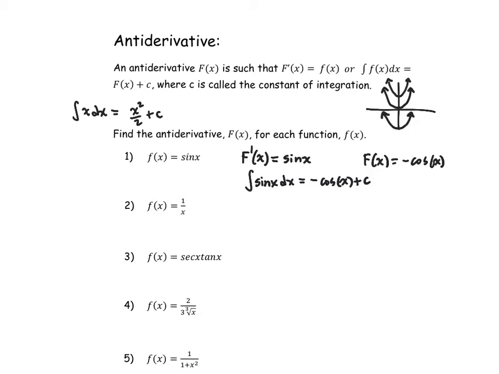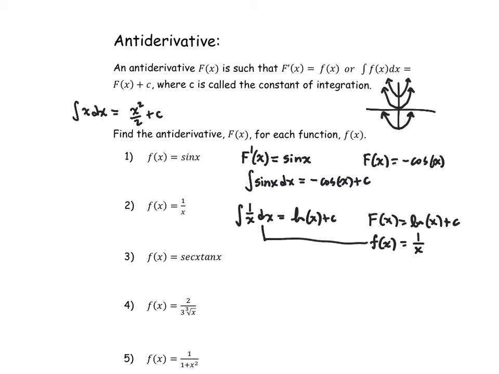Okay, so let's do number 2. What is the integral of 1 over x dx? Well, that would be the natural log of x plus c. If I took big F, which is the natural log of x plus c, and I took its derivative, I should get f of x. What happens is I get 1 over x for the derivative of ln of x, and then c drops off. So you can see that big F, its derivative, turns into 1 over x. Okay, most of these are just from memory.